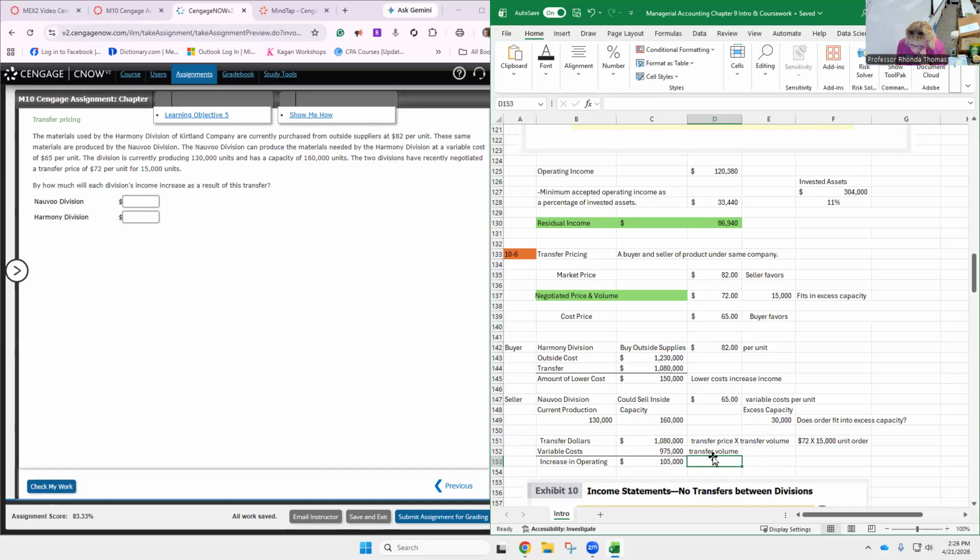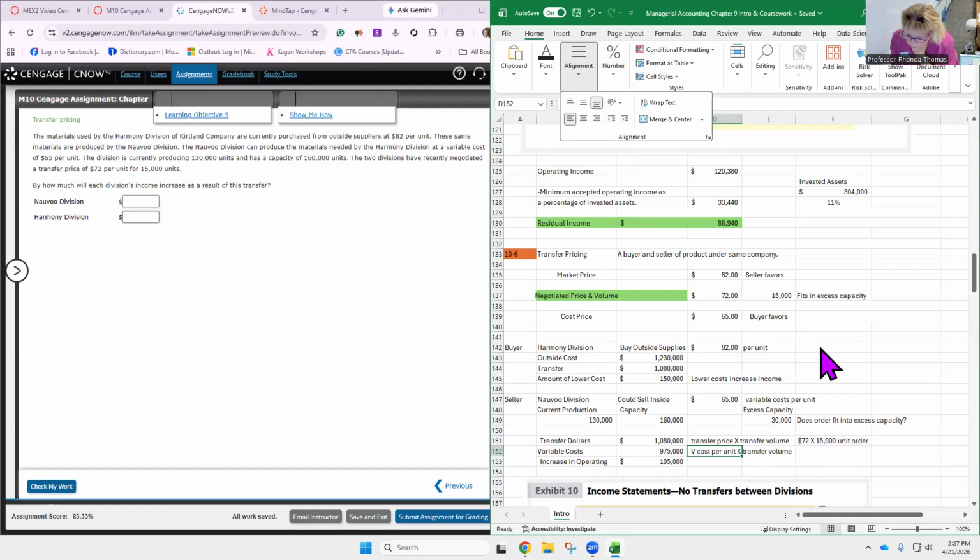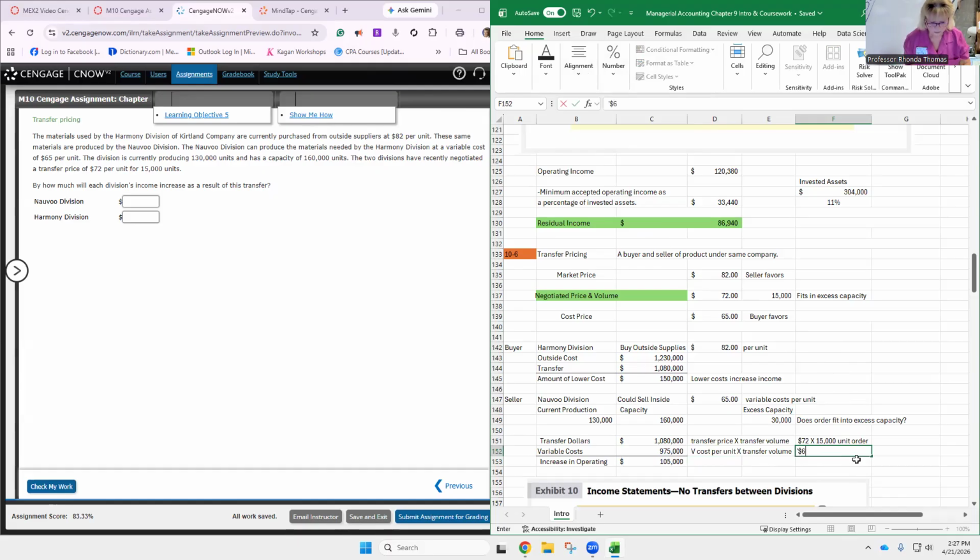Let me show this so that you can see it. So this is going to be $65 times 15,000. So that's what this is. 15,000 times 65. So this is their variable cost. So when you subtract the transfer dollars that's going to come in, that's the 72 times 15,000, then we're going to send out 15,000 units that have a variable cost of 65. And so we're looking at increasing income for the seller.